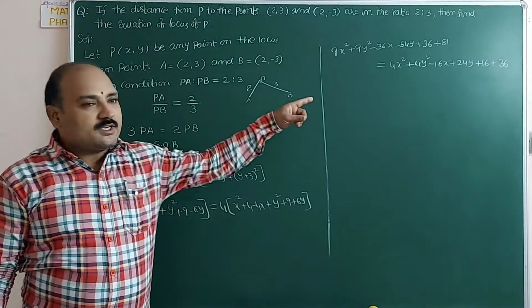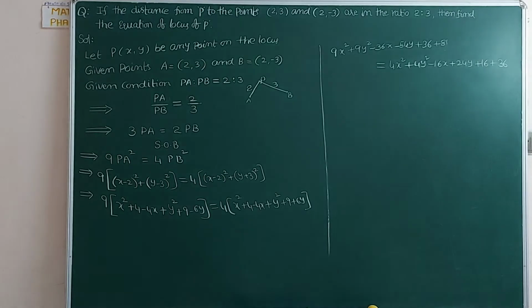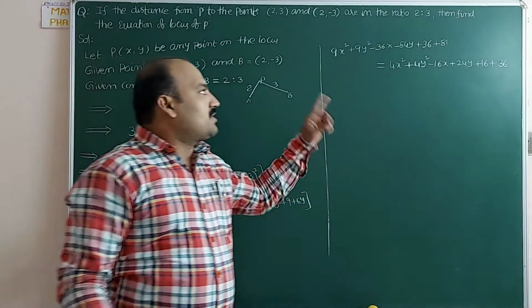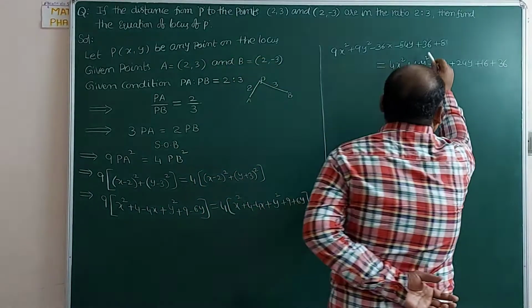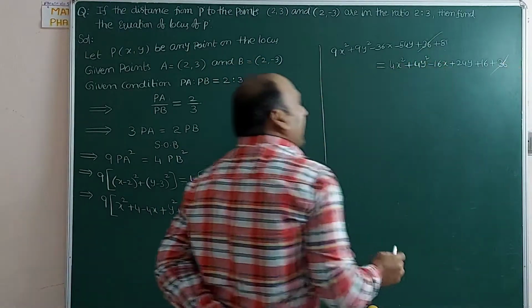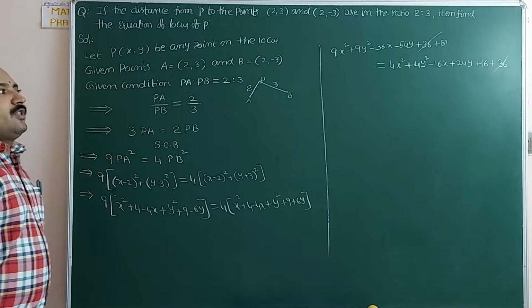Are you able to see that side? One minute. Yeah, are you able to? On both sides, 36 is the common thing. You should cancel it, 36.